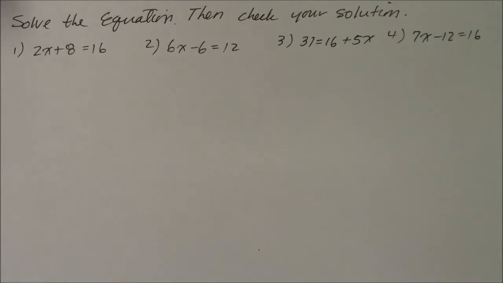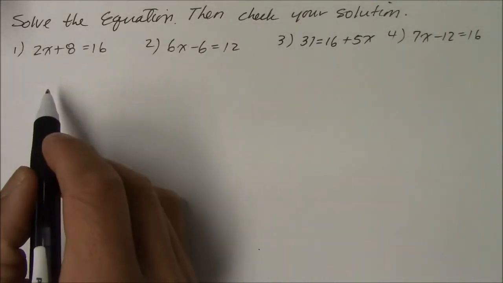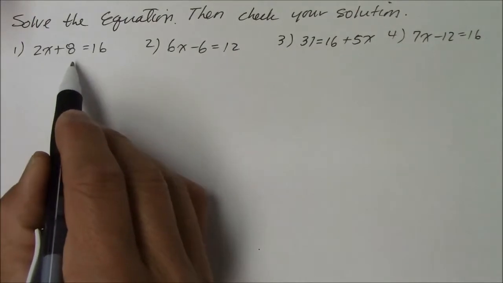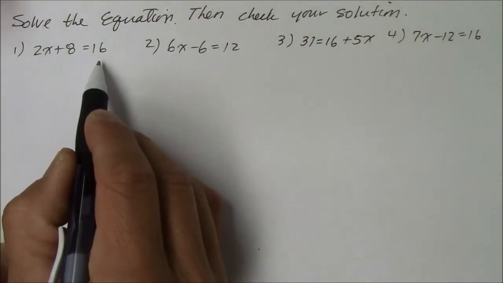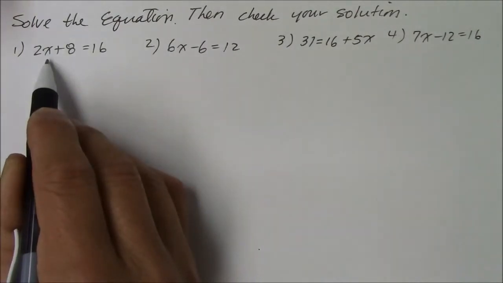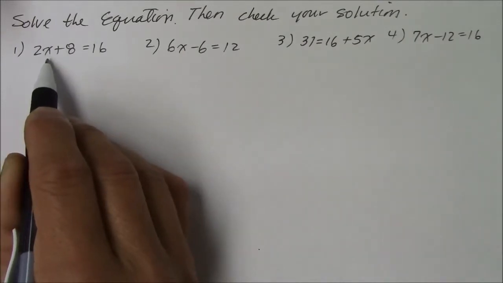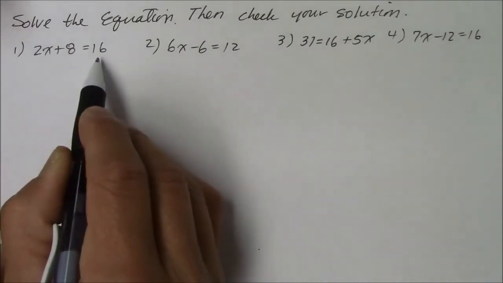Hi, this instructional video is about solving equations. Solving two-step equations. No, we're not talking about some country dancing here. Two steps. For example, number one, we have 2x plus 8 is equal to 16. So what they're asking you is, what should the x be, so that if you multiply by 2 and then add 8 it would become 16.